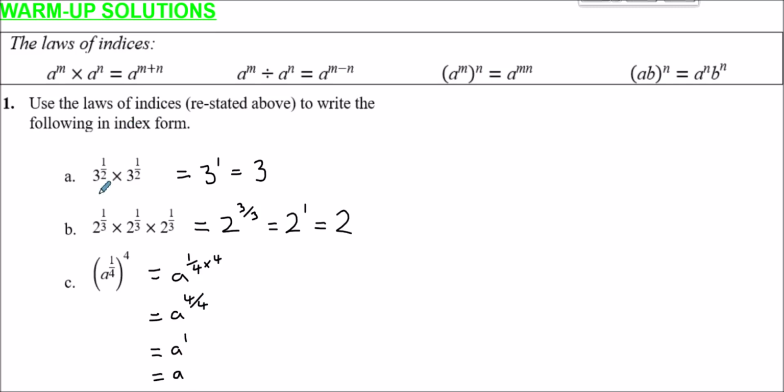What we're getting at here is the idea of square roots and such. Square roots, cube roots, and fourth roots.